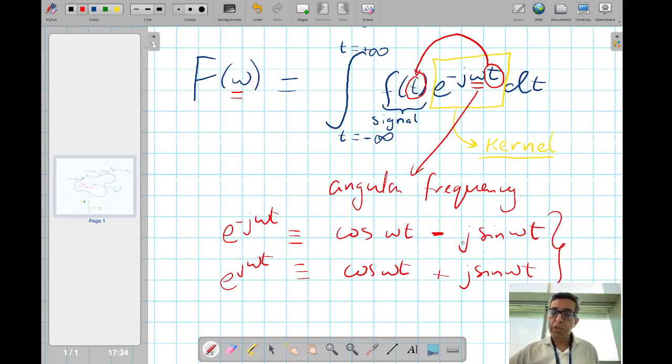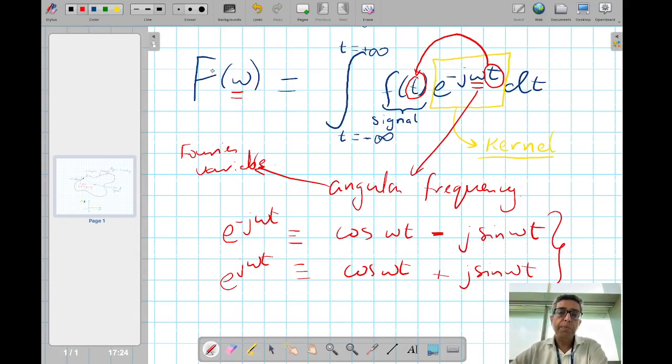Well, that's how to interpret this e to the minus j omega t. It's got a real and imaginary part. Okay, so this is called the kernel, and we get something that's a function of omega, where omega is our frequency variable, or sometimes can also be called the Fourier variable, but that's rare.